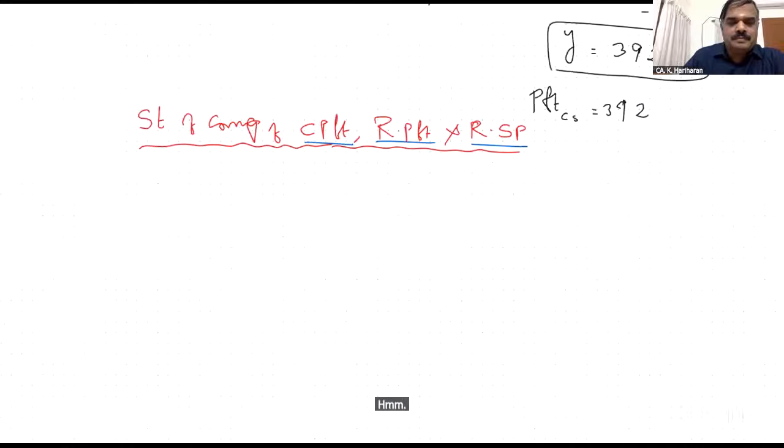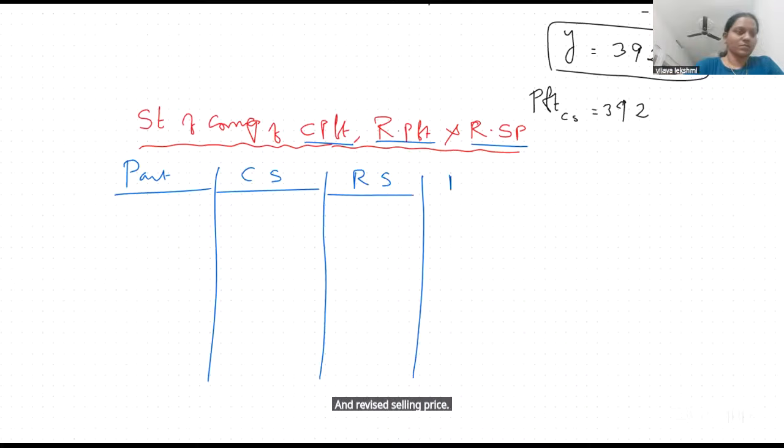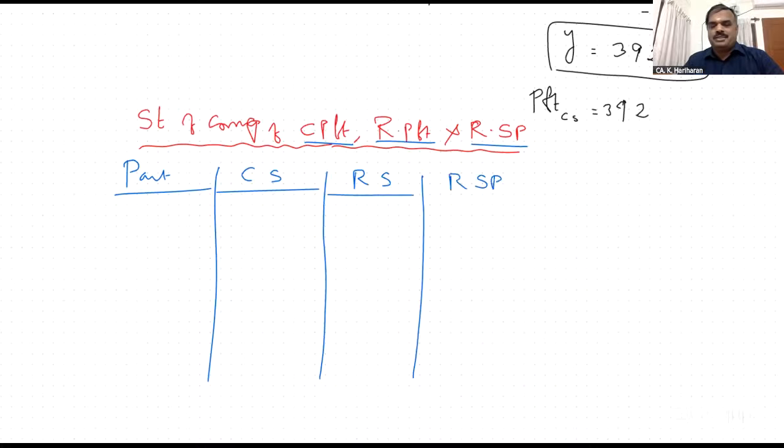Particulars: current situation, revised situation, and revised selling price. Three requirements are there in this question.